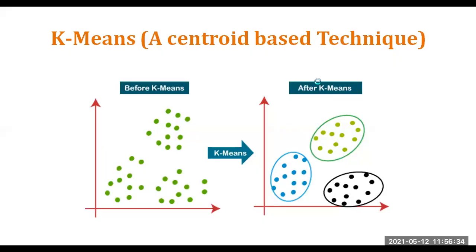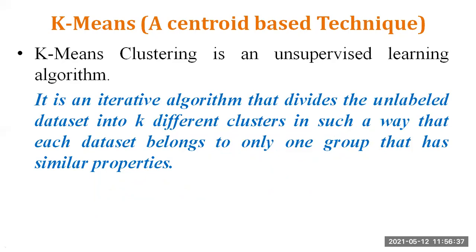As we discussed, clustering is an unsupervised machine learning concept. So k-means clustering also comes under unsupervised learning algorithms. Talking about the definition, k-means clustering is an iterative algorithm that divides the unlabeled dataset into k different clusters in such a way that each data point belongs to only one group that has similar properties. At the initial hard clustering discussion, we made this point clear: each data point should belong to only one cluster which has similar properties, right?